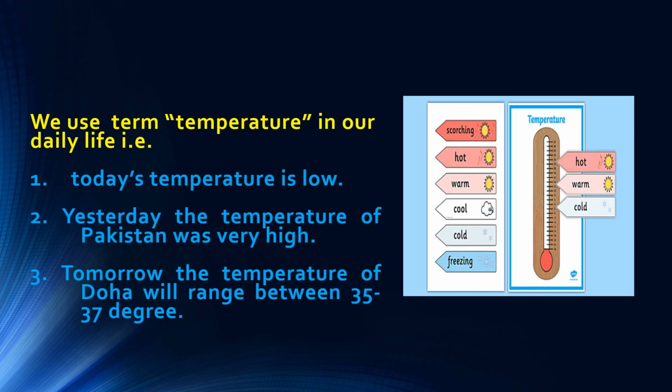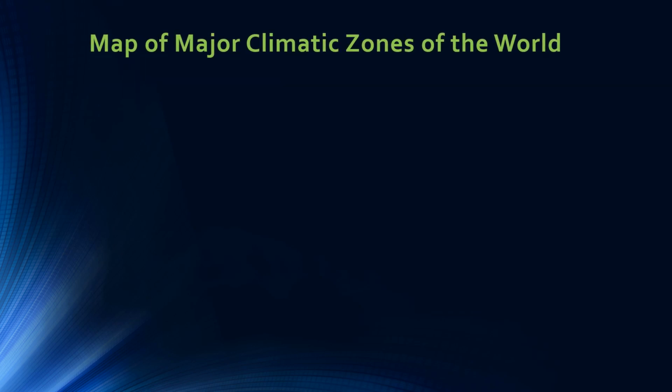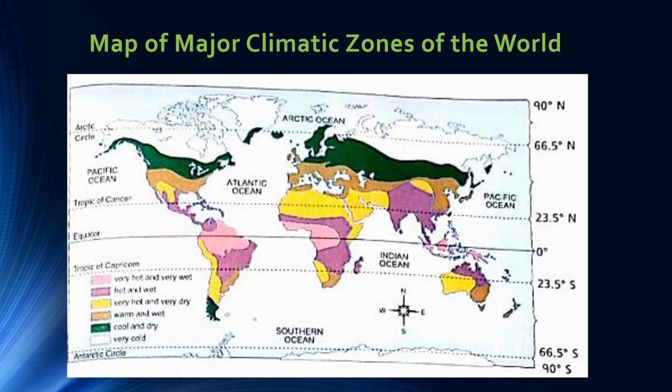Students, here is a map that highlights major climatic zones of the world. Look at the map. Different colors highlight different climatic zones of the world. Different colors tell about very hot and very wet climate, hot and wet, very hot and very dry, then warm and wet climate, cool and dry, and very cold.